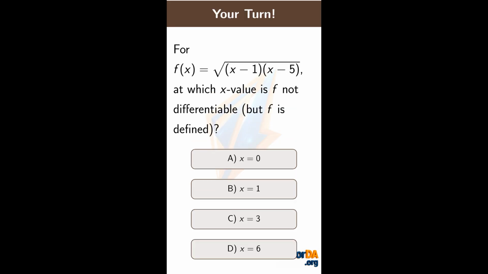For f of x equals the square root of (x minus 1)(x minus 5), at which x value is f not differentiable, but f is defined? Option A, x equals 0. Option B, x equals 1. Option C, x equals 3. Option D, x equals 6.